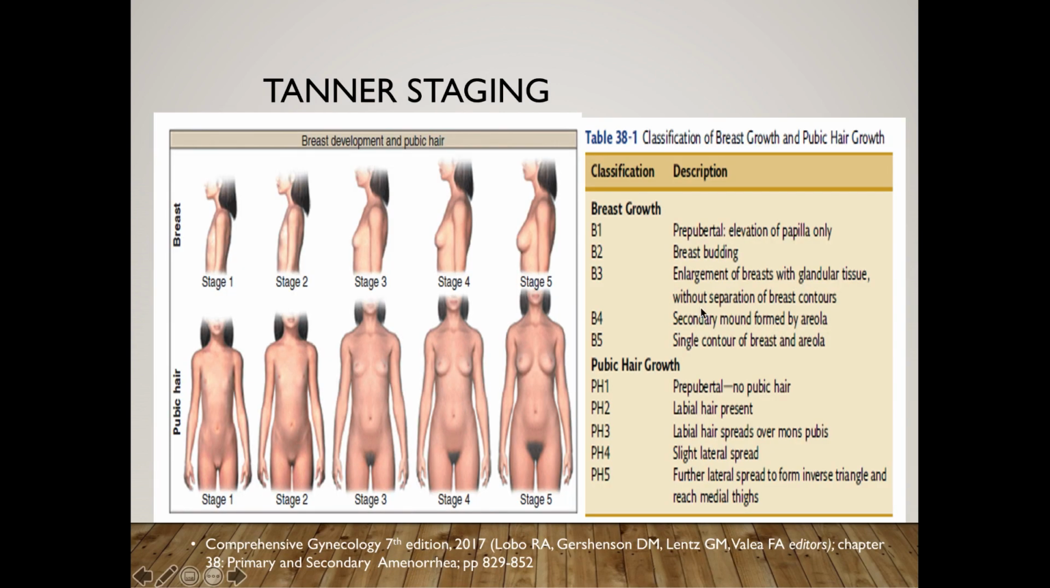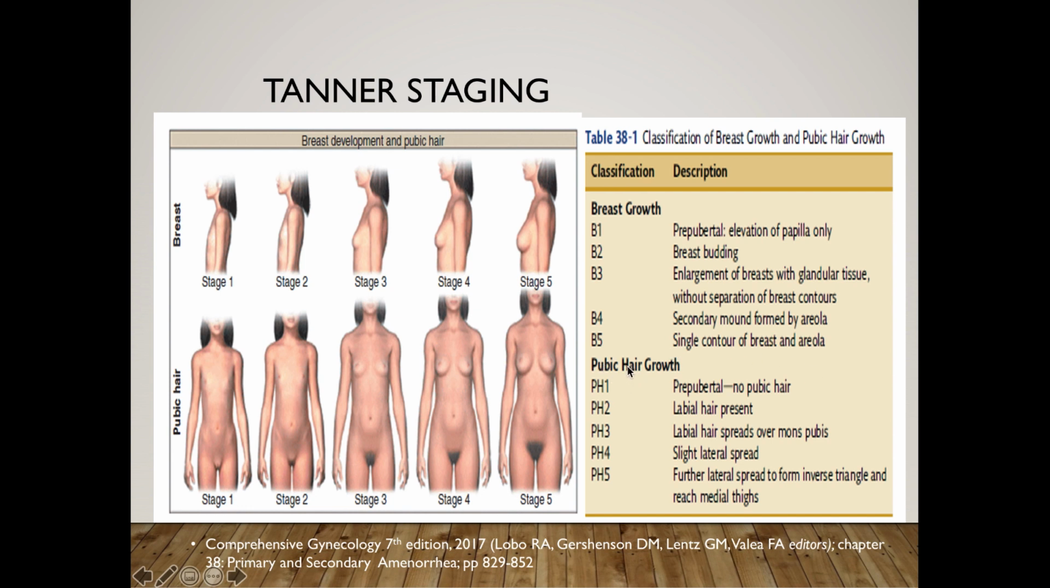And here's the Tanner staging. So we have Tanner staging for the breast and the pubic hair. B1 is prepubertal, with elevation of the papilla only. For B2, we have breast budding. B3, enlargement of the breast with glandular tissue without separation of breast contours. B4, a secondary mound is formed by the areola. And B5, single contour of the breast and the areola. B5 also means that the breast has already developed into the adult configuration.